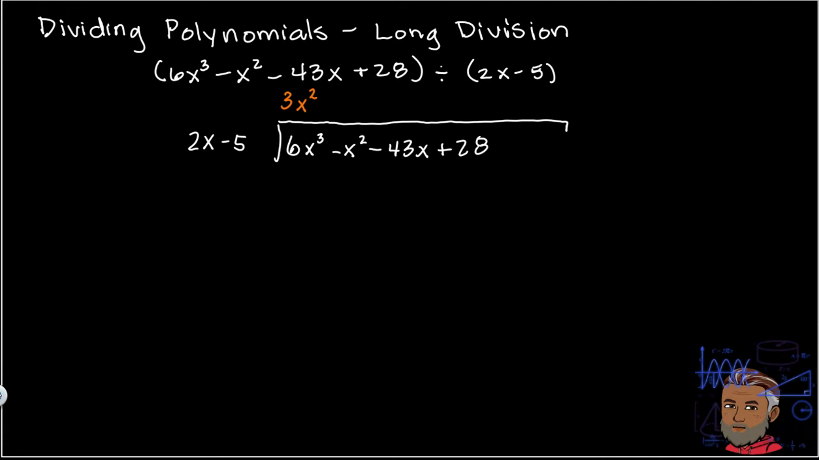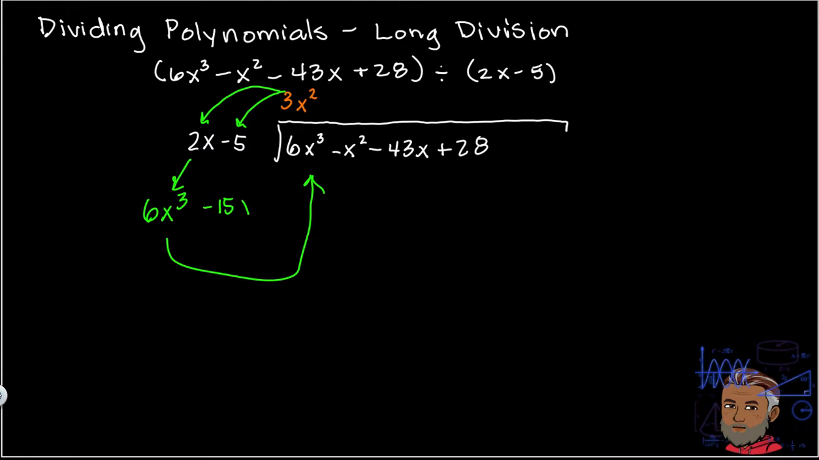Second step, after you get the 3x squared, you're going to distribute it. So you're going to multiply the 3x squared by the 2x, which would give us 6x to the power of 3. Okay, look at that. That's exactly what we wanted. And you're going to multiply the 3x squared times the negative 5, and that's going to give us negative 15x to the power of 2. All right, so that's the second step.